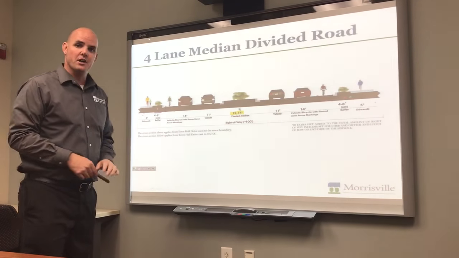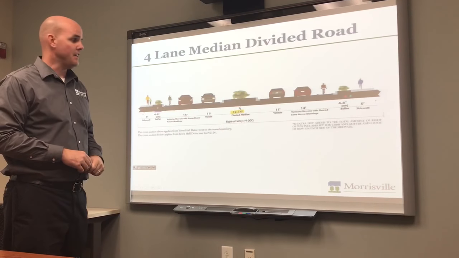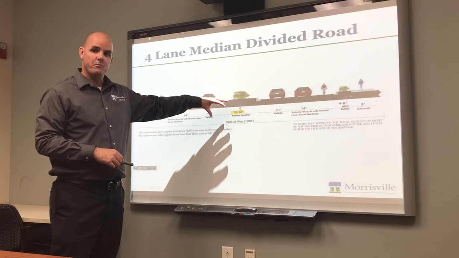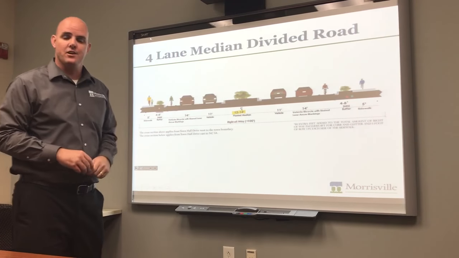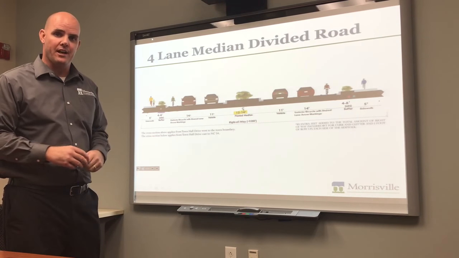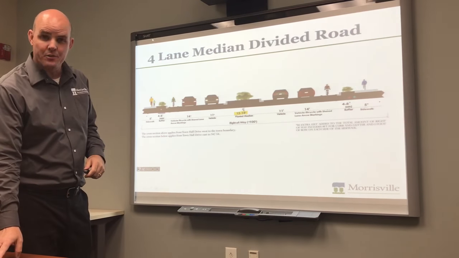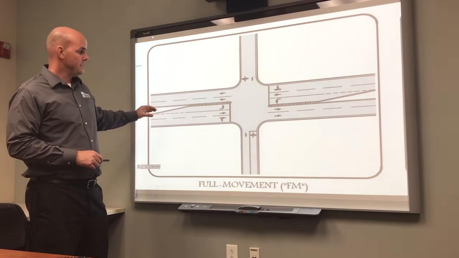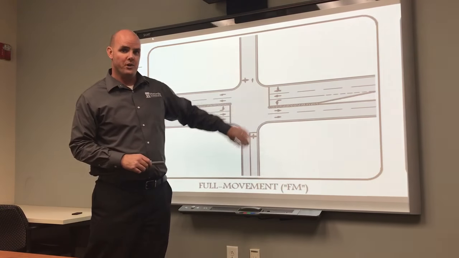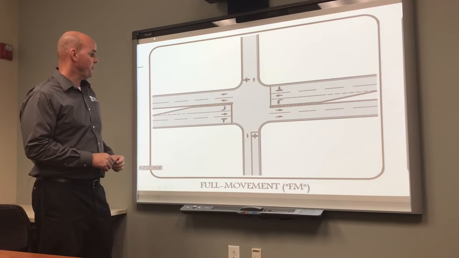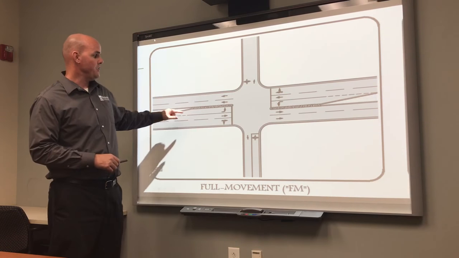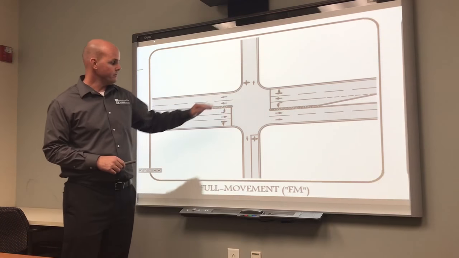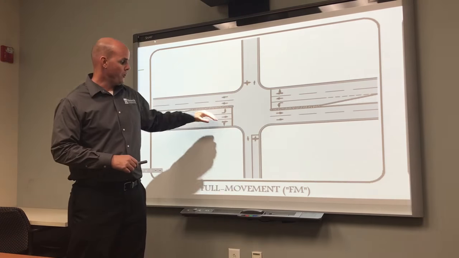The other thing I wanted to talk about is the intersections in this area. By installing the median, it will change how some of the intersections flow. But to explain that, I'd like to first talk about 2 different types of intersections. The first is a full movement intersection. A full movement intersection is what we see here. Let's say this is Morrisville Carpenter Road and this is your adjacent road coming in. A full movement intersection allows you to turn left, go straight, or turn right.